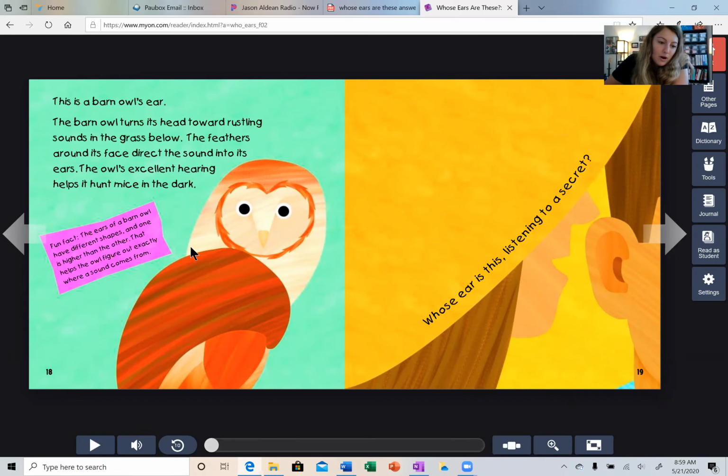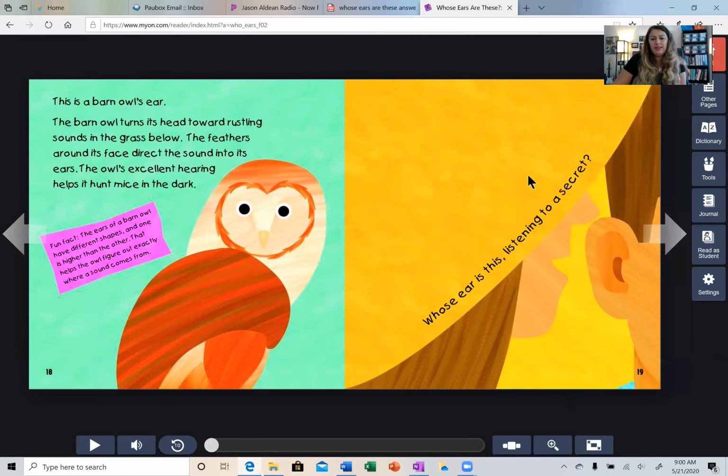The ears of a barn owl have different shapes, and one is higher than the other. That helps the owl figure out exactly where a sound comes from. Wow, I didn't know that. So one ear is higher than the other. Not like us, right? Look at our ears. Our ears are the same on each side. But an owl, one ear might be here and one ear might be here. That's really cool. Okay, this is our last one.